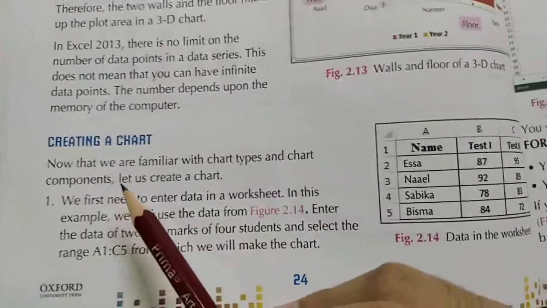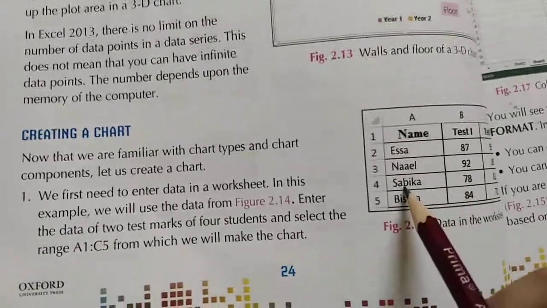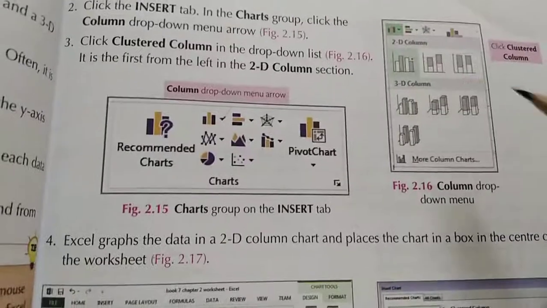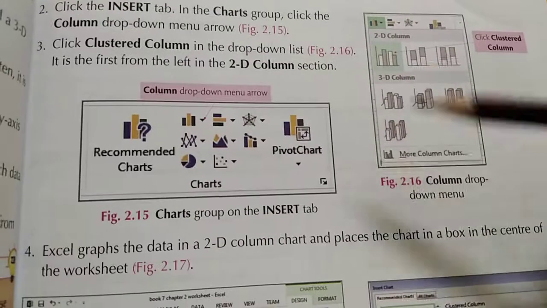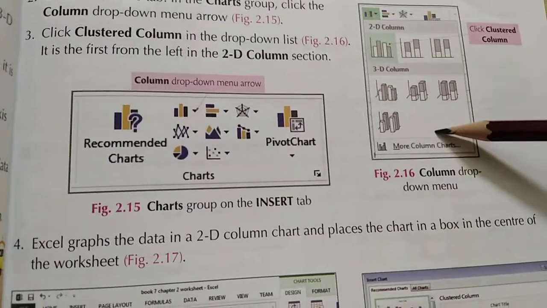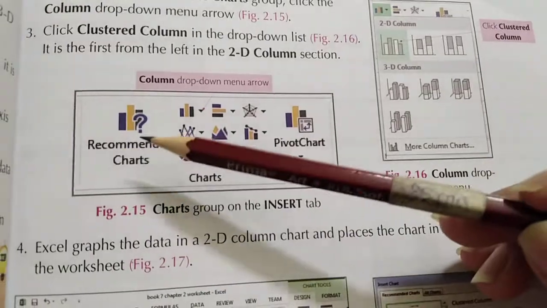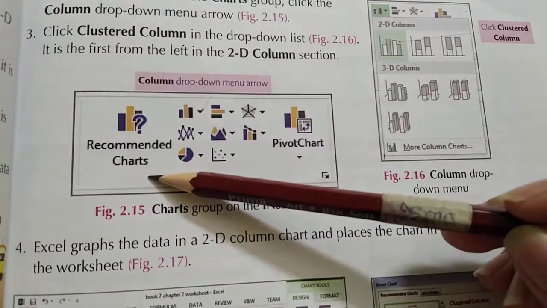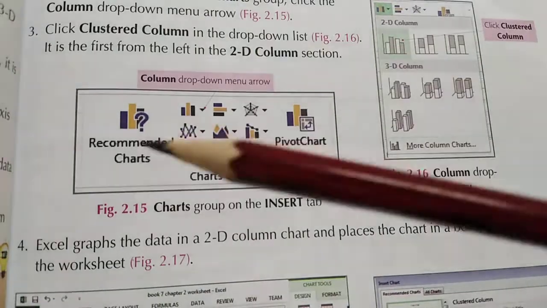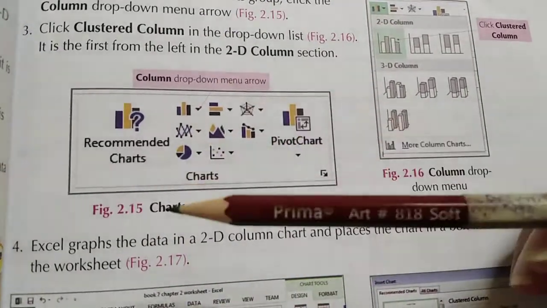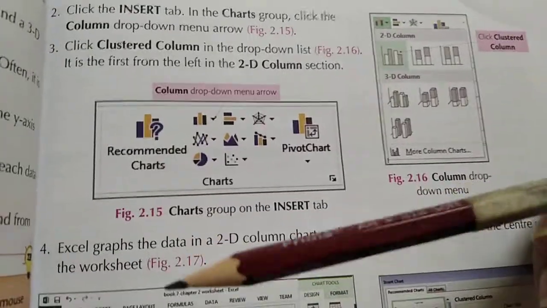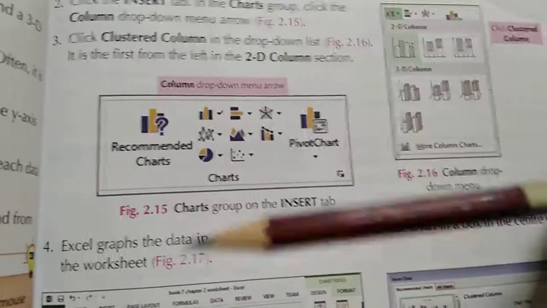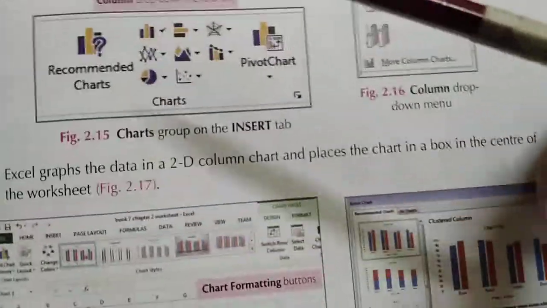Then how to create a chart? First of all, you have to enter the data. Then click on the insert tab, and from there you can click on the drop down menu. There you can see the options, and you can choose them. Here is another option, which is recommended charts. When you click on it, Excel gives you a suggestion of which chart best fits your data, so you can also use it.